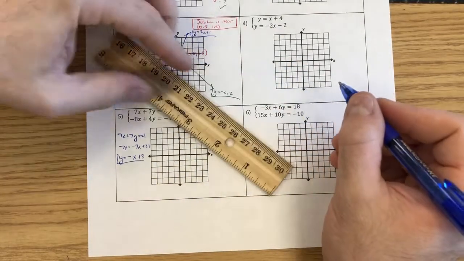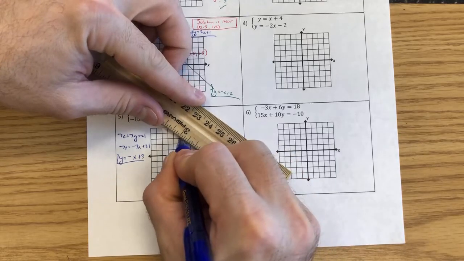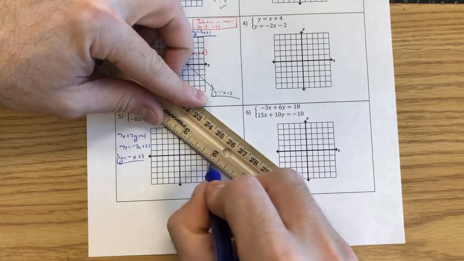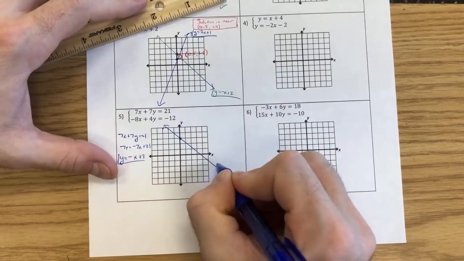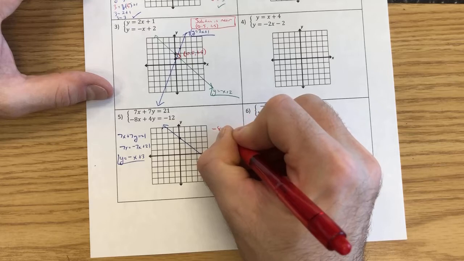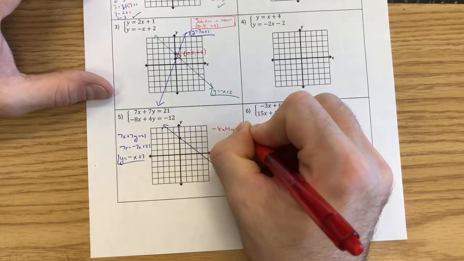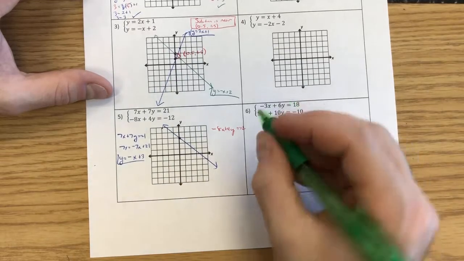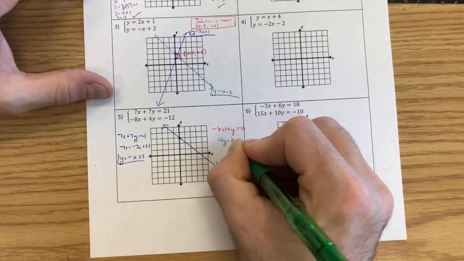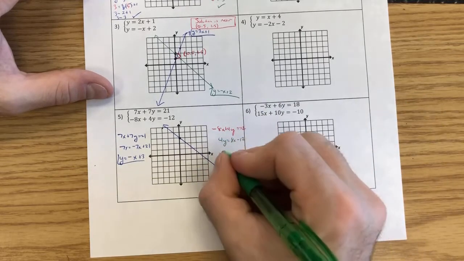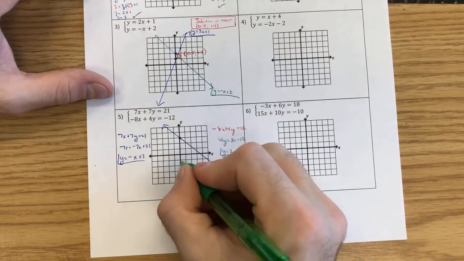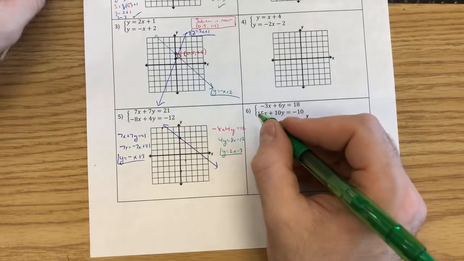So 3, if I have a slope of -1, right there. And over here I have a -8x plus 4y equals -12. Actually, I should have been doing that in green. I'm going to save my solution for red. I'm going to add my 8x, so 4y equals 8x minus 12. Divide everything by 4, 2x minus 3. So up 2 over 1.